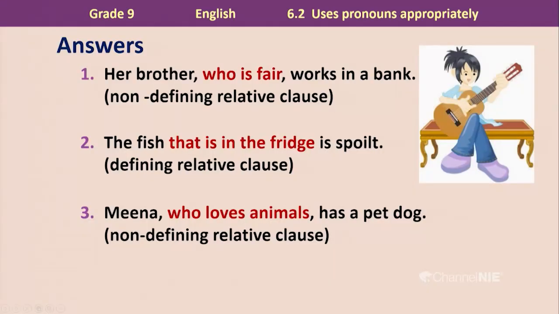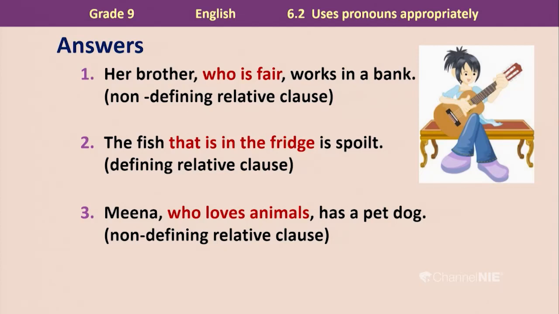Her brother who is fair works in a bank. Who is fair? You don't have to say. Her brother works in a bank. You can simply say, right? So that is a non-defining relative clause. The fish that is in the fridge is spoiled. It is a defining relative clause because we have to know which fish we are talking about. So that is a defining relative clause.